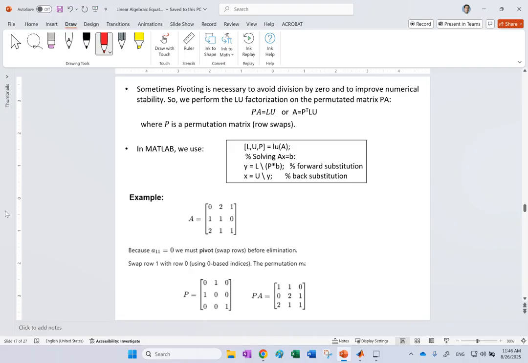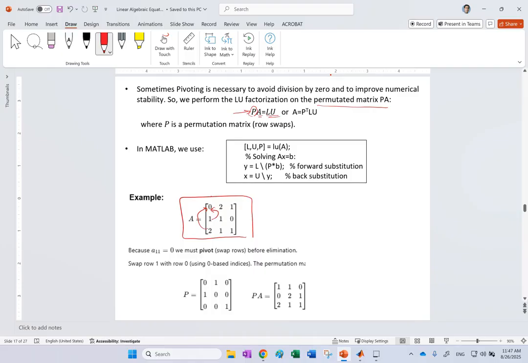For that case, instead of A being equal to L times U, a permuted version of A is going to be equal to L times U. And this P, or permutation matrix, is the matrix that you use to swap some rows. For instance, as I said, if A is like this, you cannot divide this 1 and 2 by 0. In that case, you need to swap some rows.